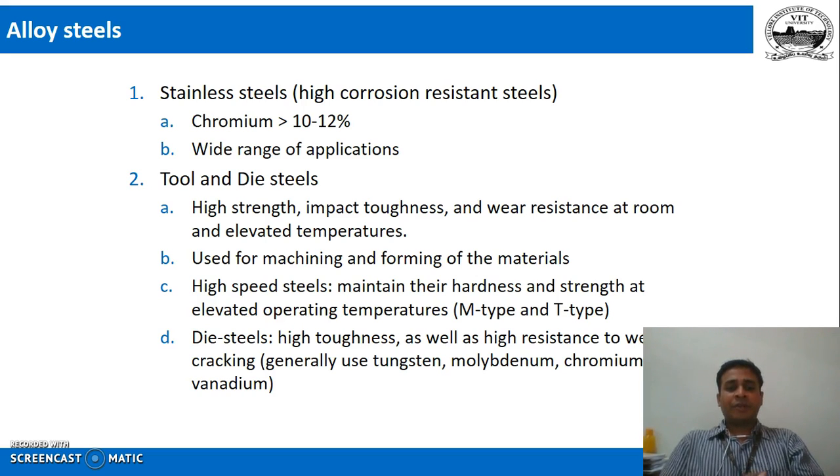Similarly, you have another variety called high speed steels. The main importance in high speed steels is to maintain high hardness and strength even at elevated operating temperatures, and you use these high speed steels especially for machine cutting tools. They are of two types, M type and T type, based on whether it is molybdenum type or tungsten type, which one is the predominant alloying element and so on. Similarly, you have die steels, specifically where you have toughness, high resistance to wear and so on.